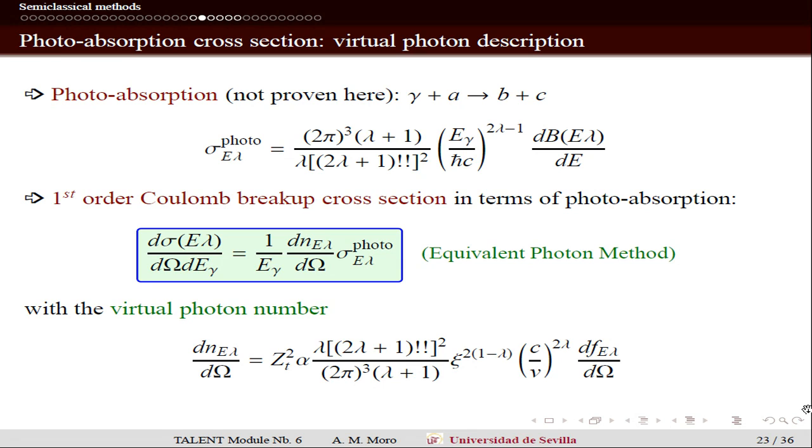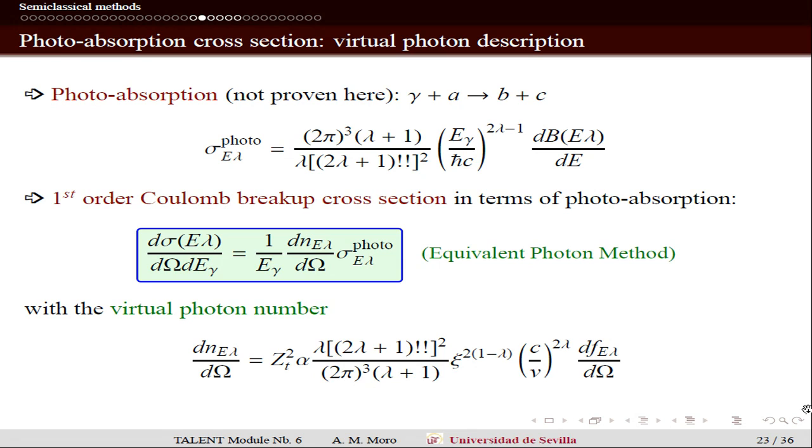So in one of the exercises this afternoon, you will get this number, not analytically but with some code. So you will estimate the number of virtual photons that are exchanged. This number of virtual photons depends on the charge of the target. So if we have a heavier target, this goes as Z squared. So we have more photons that are exchanged, so this cross-section will be larger. This is normal. We have more photons, so we have more chances to excite our system.